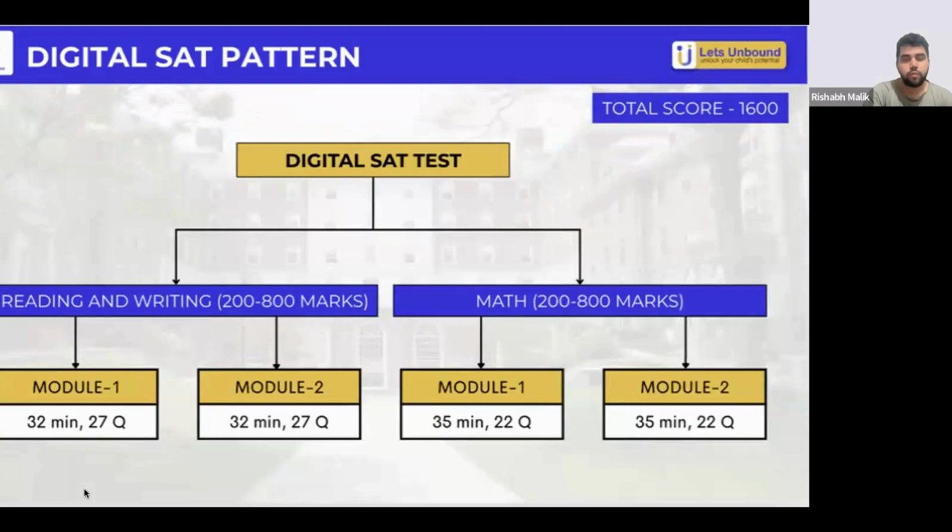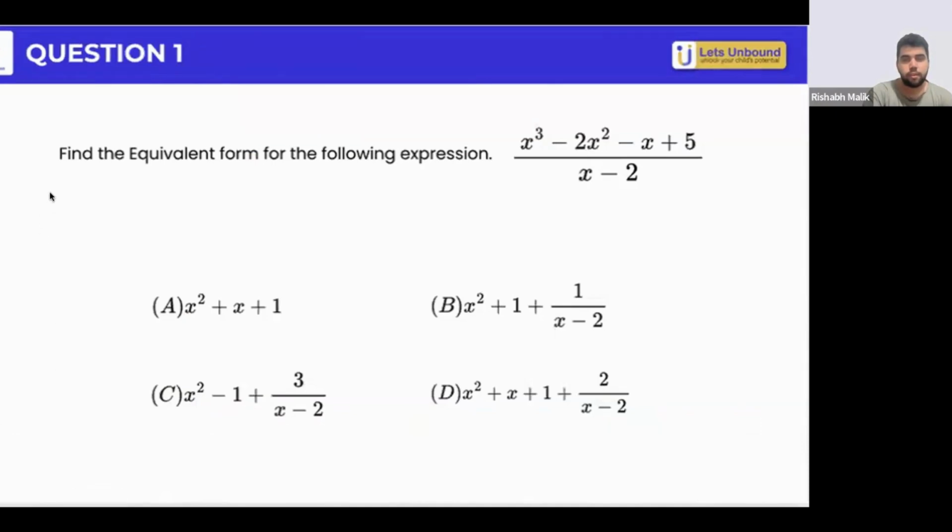Okay, now let's move forward and see some application-based questions that I was talking about. Some challenging questions that students usually face difficulty in. First question here is to find the equivalent form of the following expression. Now we can see that we're having a cubic polynomial on the top, and then we are having a linear expression at the bottom. So whenever we're having such a question, this is usually linked with the concept of remainder theorem. Let's try to decode that.